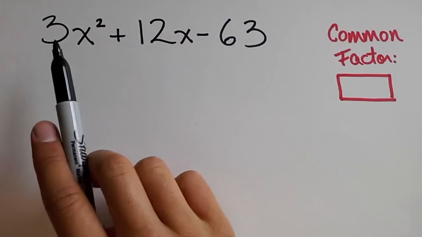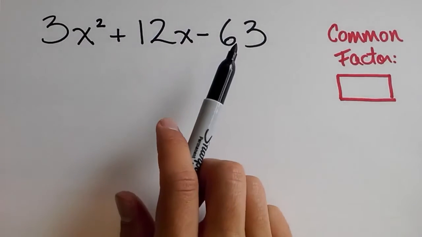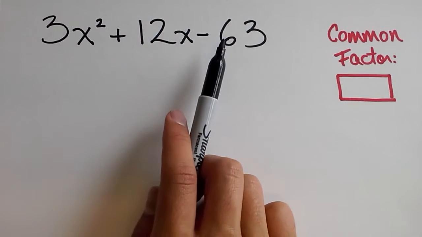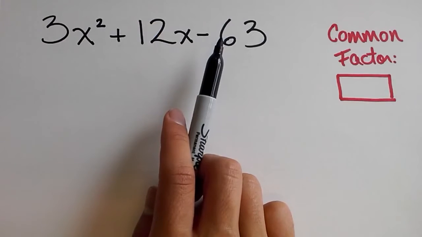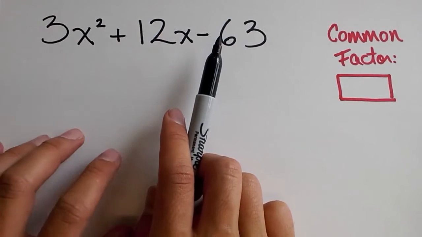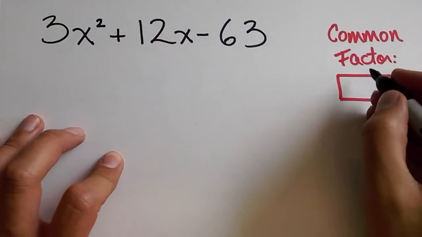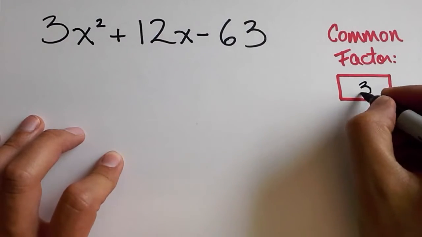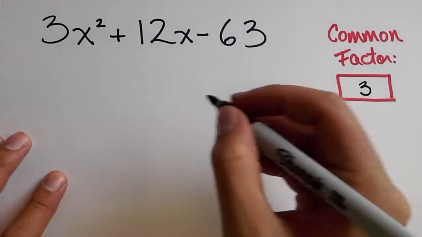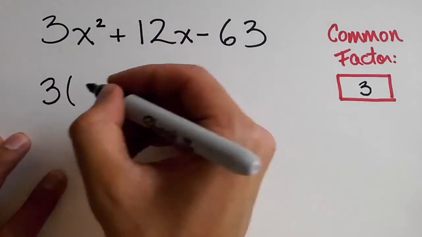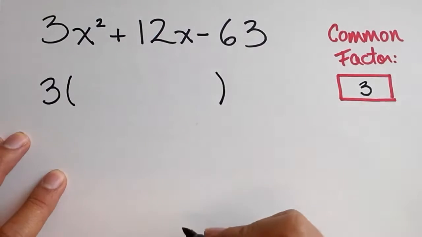So look at all the three numbers. We have 3, we have 12, and we have negative 63. If you notice, all of these three numbers are multiples of 3. And not only that, 3 is also the greatest common factor. That is what is most important. So when you have a common factor, which in this case is 3, something that you can do is factor it out. So you're going to write that common factor, that in this case is 3, and a big parenthesis.